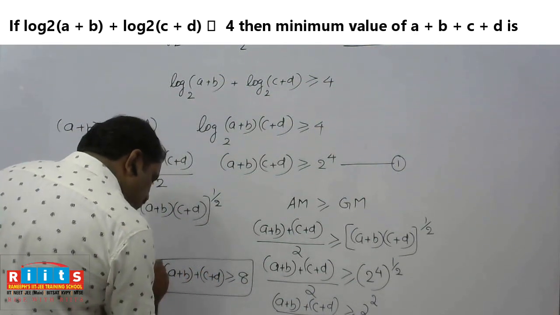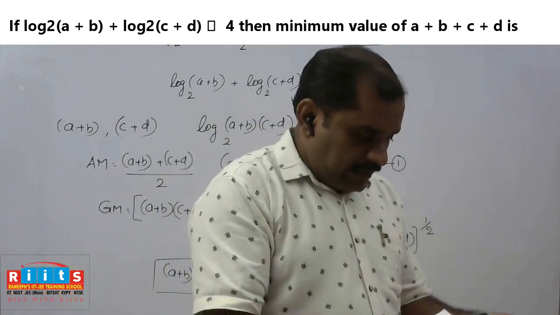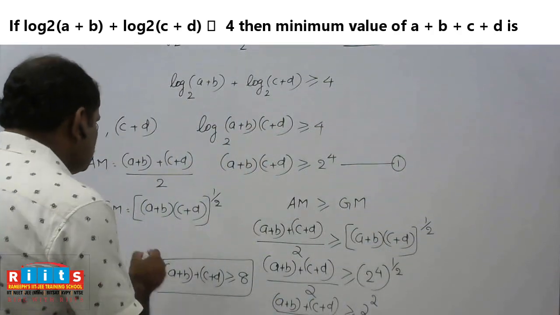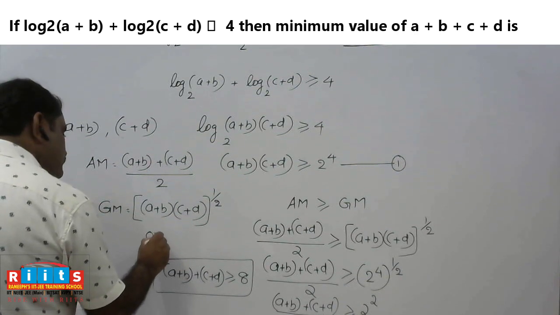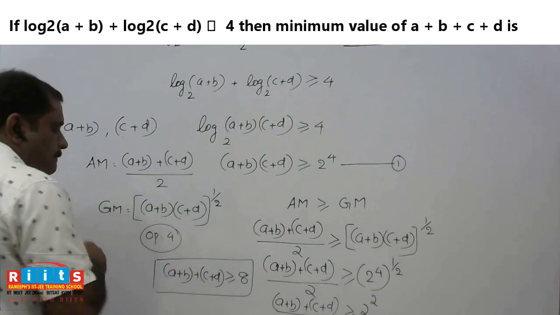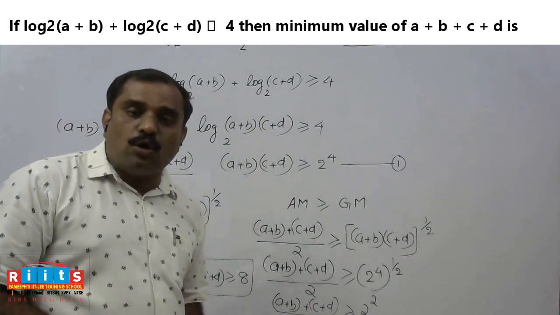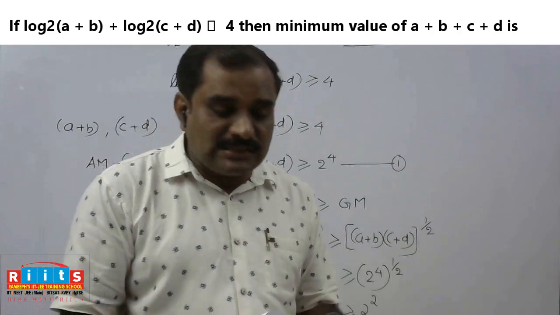So in the third question, the correct option is 8. That is option 4. a plus b plus c plus d is greater than or equal to 8. So the correct option is option 4, and the answer is 8.